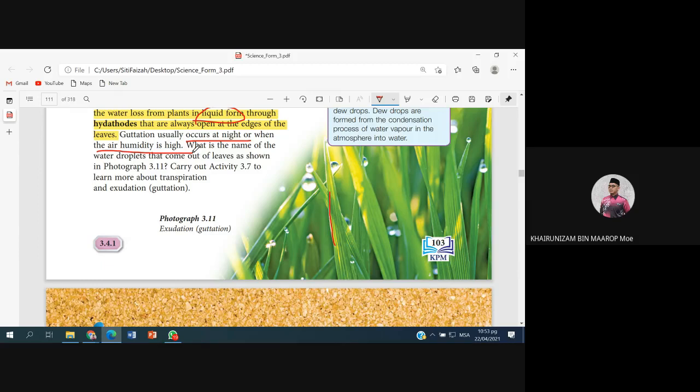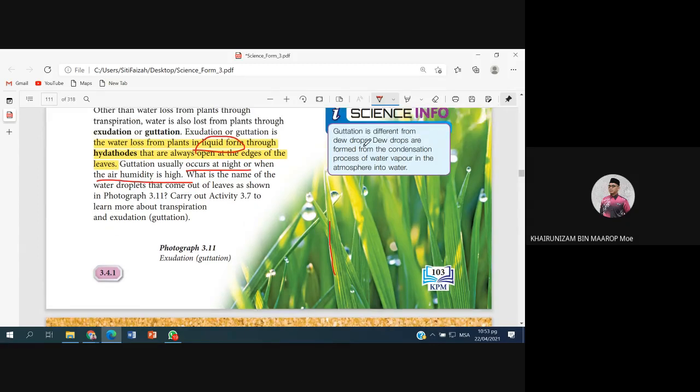Okay. So what is the name of the water droplets that come out of the leaf? So apa dipanggil ni? This is the water droplets. Okay. Look, guttation is different from dewdrops. Okay, guttation ini berbeza dengan dewdrops. Malaysia dewdrop is what? Embun.